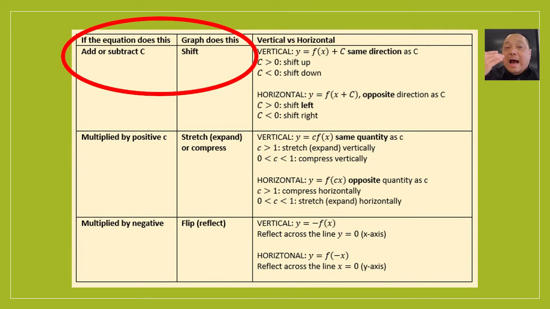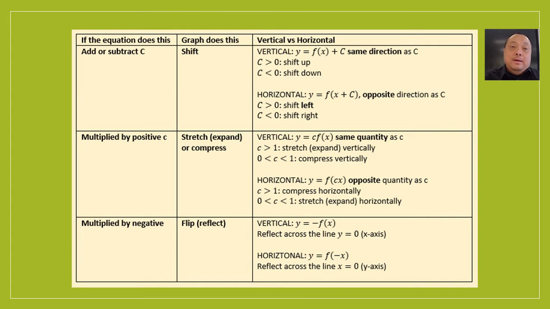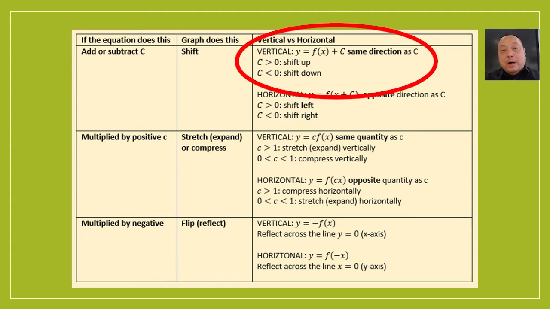When you have adding and subtracting some number, that indicates a shift. It's either a shift up or down along the y-axis, or a shift right or left along the x-axis. The way it was taught in algebra or pre-calc is you go plus c at the end to go up and down on the y-axis, and it goes in the same direction as that number. So plus 5 goes up by 5, minus 5 goes down by 5.